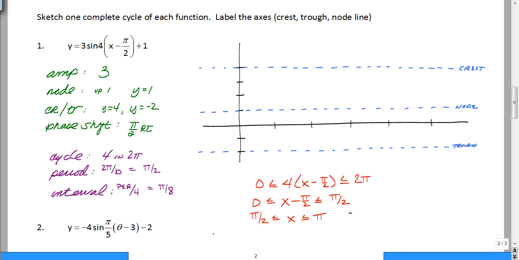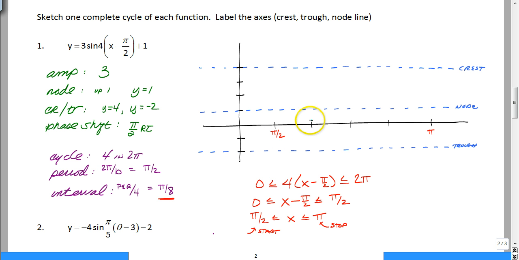So the reason why we did that is this is our start and this is our stop. So we're starting at pi over 2 and we're ending at pi. So what are we going to do with those units in the middle? Well, remember that interval we found? That's what we're going to go up by.